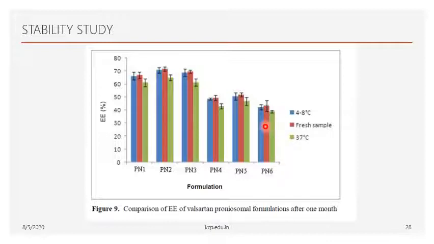But when coming to shelf life, it shows very low values. PN4, PN5, PN6, all these formulations contain Span 40, and the Span 40 formulations show very low drug concentrations. So the remaining drug content was either degraded or influenced by other factors. For Span 60, the first three formulations PN1, PN2, PN3, all contain more than 60%. You can see from the graph itself. So this is the result of the stability study.